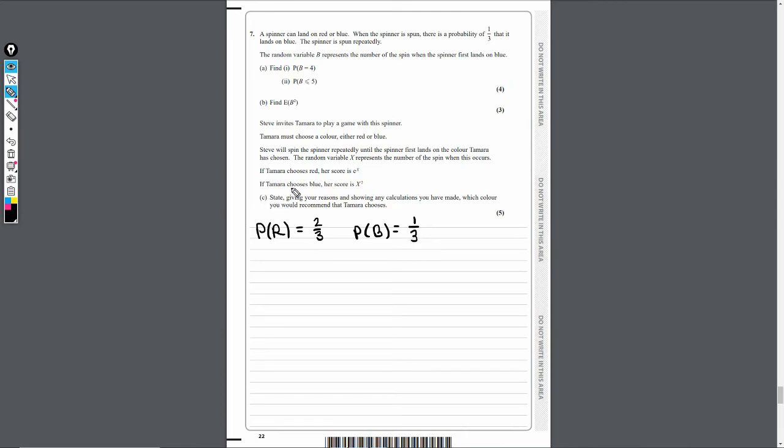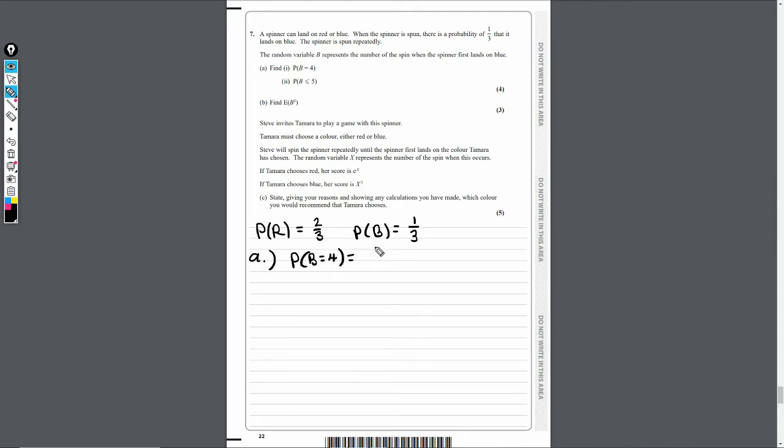So part A just asks us to find the probability that the random variable B, so that's the number of spins when the spinner first lands on blue, so that's how we know it's geometric, because it's going to be a number of failures before a success. So what's the probability where it lands on blue on the 4th attempt? So if we write this down, the probability that B is equal to 4.